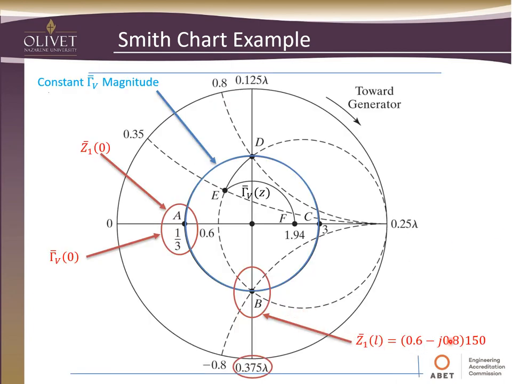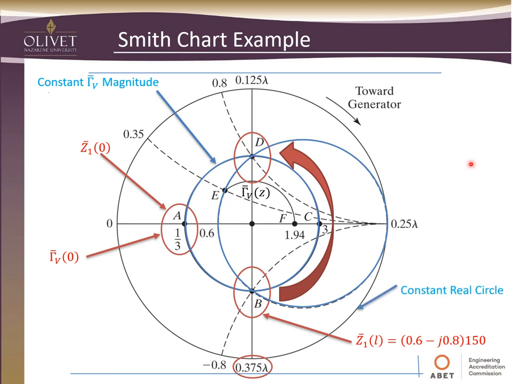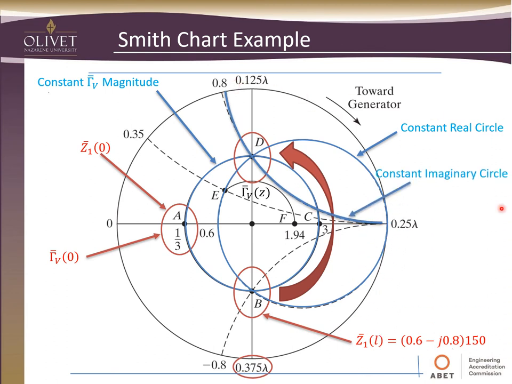Here we had our impedance at this point B, which is 0.6 minus 0.8j times 150. Let's say we want to know what the admittance was. Of course, we can use a calculator and figure that out. But one cool characteristic of the Smith chart is we can just move to the mirrored side on the other side and read that point. So this point D here, again, we're on this constant circle here, which gives us the 0.6, and we're on this constant imaginary circle, which gives us that 0.8 value.